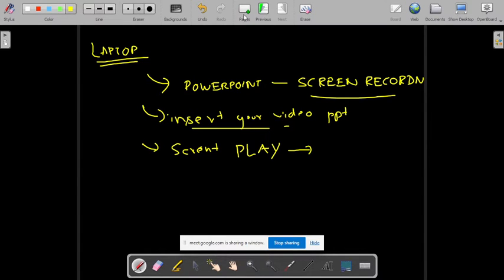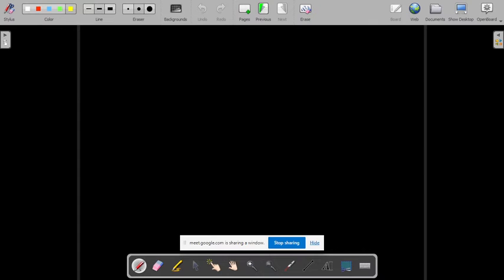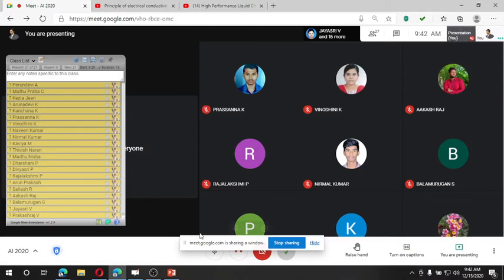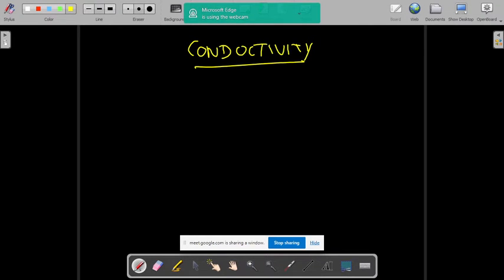Now we'll move on with today's topic. Today's topic is conductivity measurement.